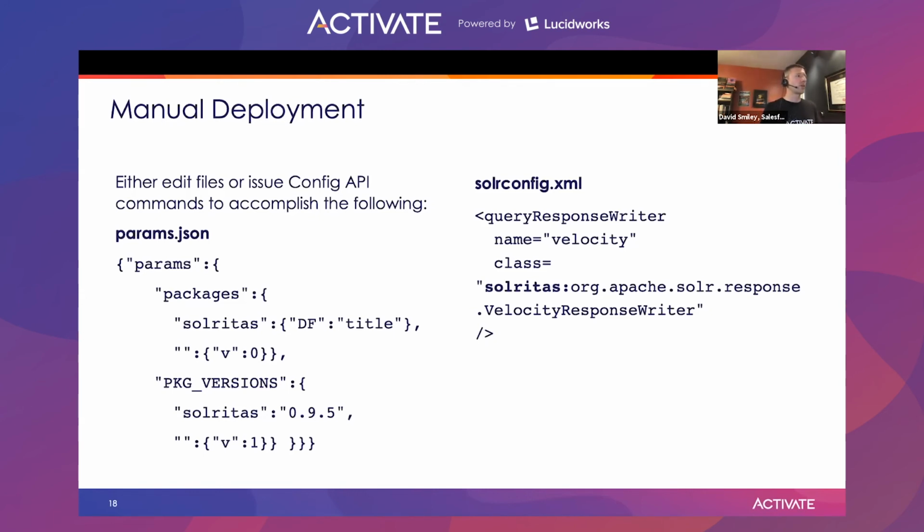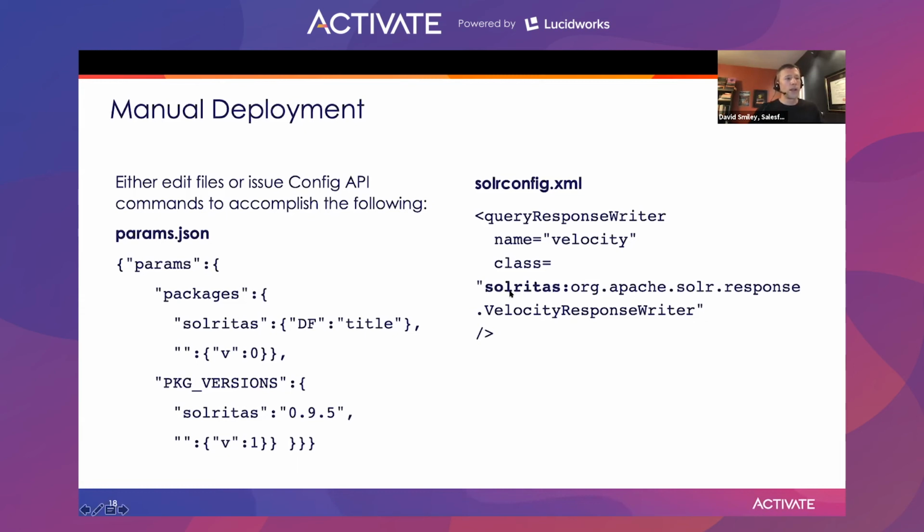Basically, you need to make sure that the params.json has the version of the package you're using as specified here. I'm showing what this looks like literally as if you were to actually edit it. You very well might use the params API, a part of the config API, to arrange for the same thing to be set in an automated way. And in your config set, in Solr config in particular, for Solritis, which fundamentally ships a response writer plugin, this is the declaration of that response writer in XML format.